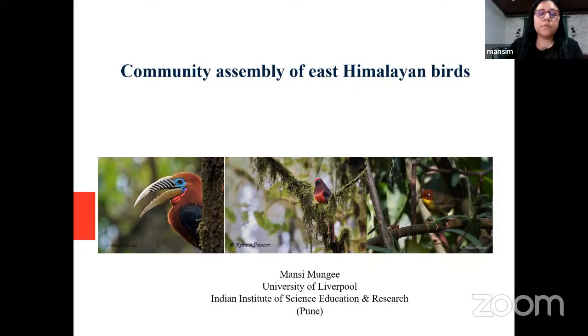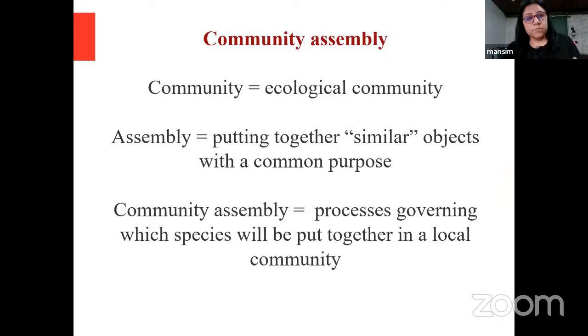So I will start with a brief overview of what I mean by community and community assembly. How can we study community assembly in nature? And why should we care about it? So we'll start with what I mean by community and community assembly. Community here, of course, refers to an ecological community. We are talking about the community of living organisms.